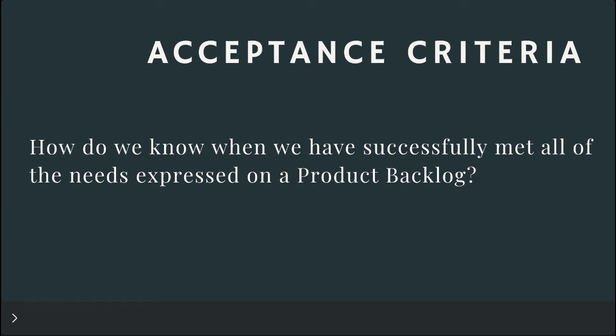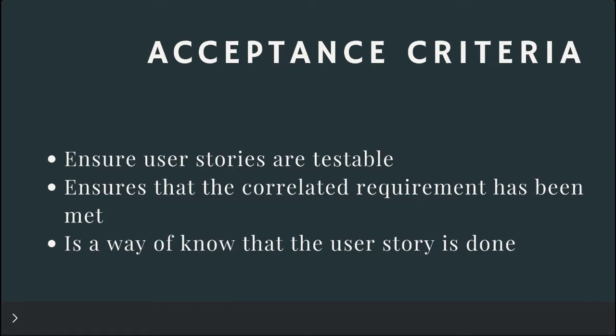All right, let's go ahead and talk about acceptance criteria. Now that we have a basic understanding of user stories, there's one last topic that we need to cover before we go into the examples, and that is acceptance criteria. So acceptance criteria asks, how do we know when we have successfully met all of the needs expressed on the product backlog? So the answer is obviously acceptance criteria.